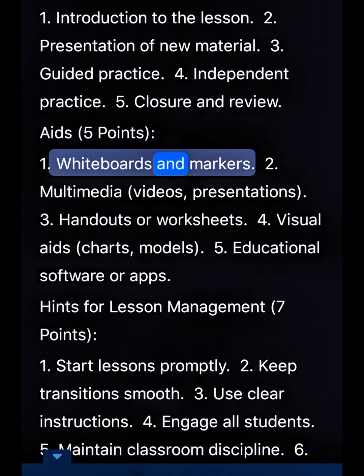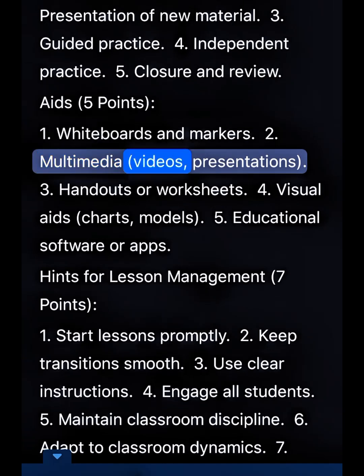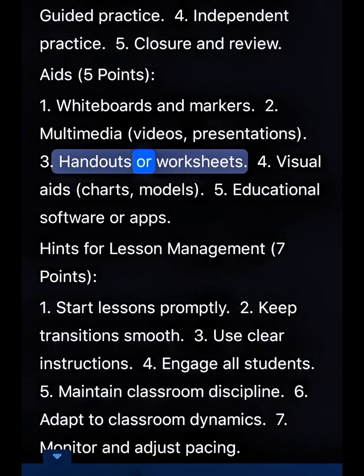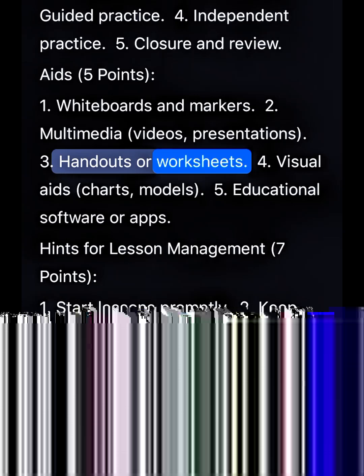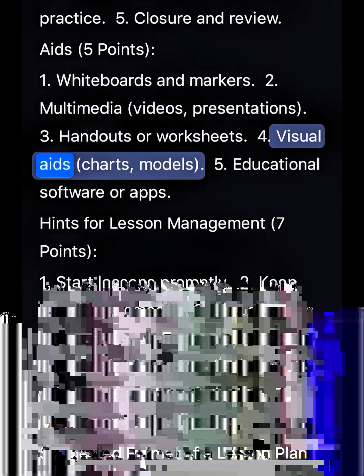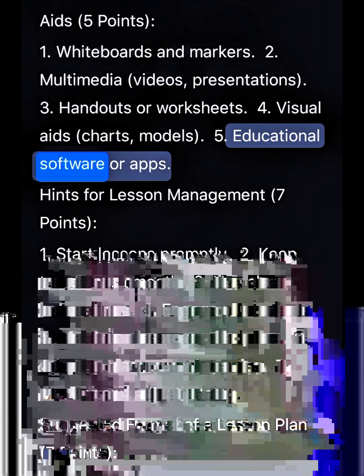Aids. 5 points. 1. Whiteboards and markers. 2. Multimedia, videos, presentations. 3. Handouts or worksheets. 4. Visual aids, charts, models. 5. Educational software or apps.